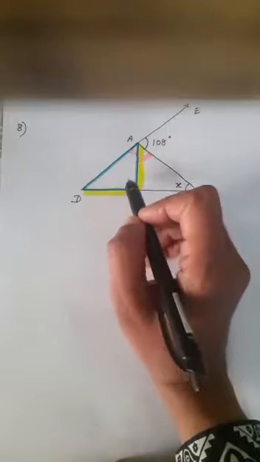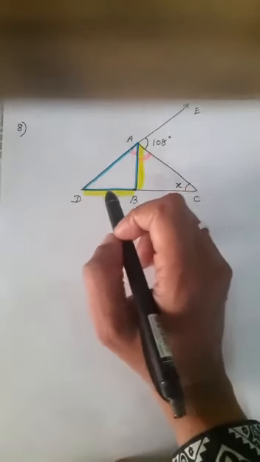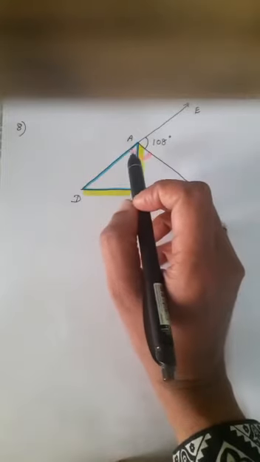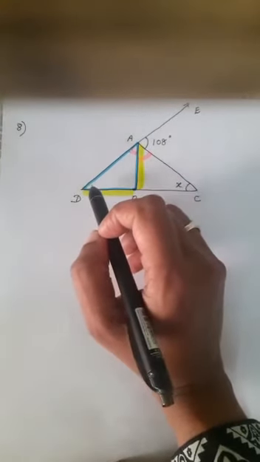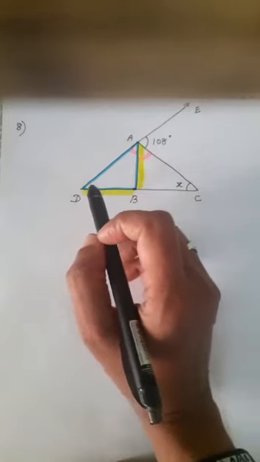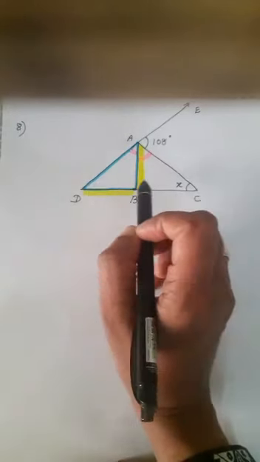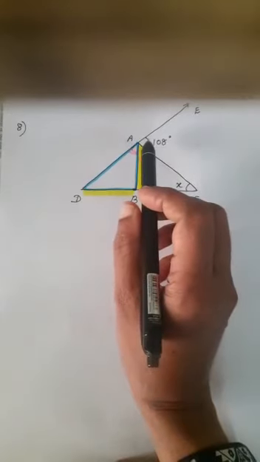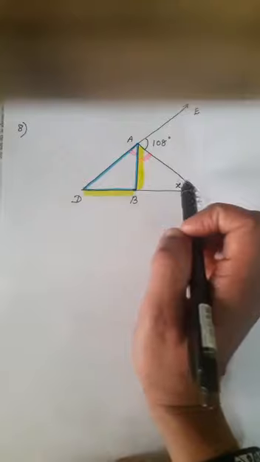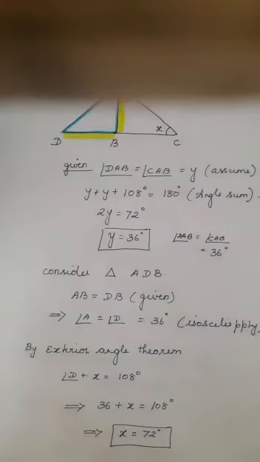Now when you consider this blue triangle ABD, it is isosceles because these two are equal. So when this angle is 36, this angle D is also 36. Now we can make use of the exterior angle property. 36 plus X is 108, which means X is 72 degree. Now I will post the solution. This is the solution.